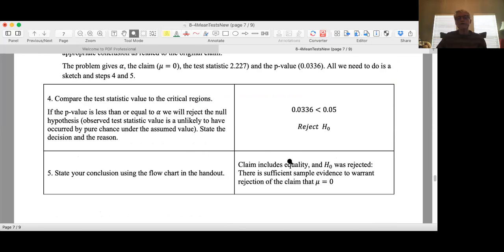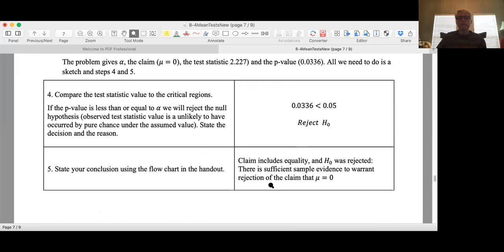And then we state the conclusion. The claim includes equality, and H0 was rejected. Therefore, the wording of the conclusion is there is sufficient sample evidence to warrant rejection of the claim that mu equals 0. Whenever the claim includes equality, it's always about warranting rejection or not warranting rejection.